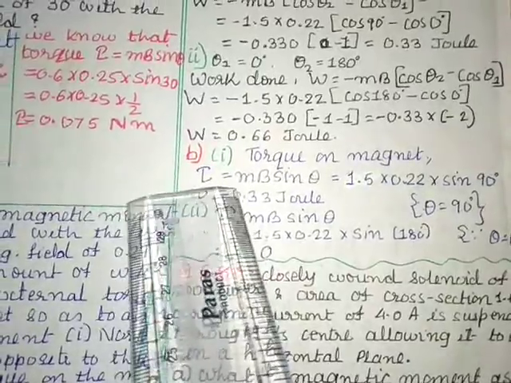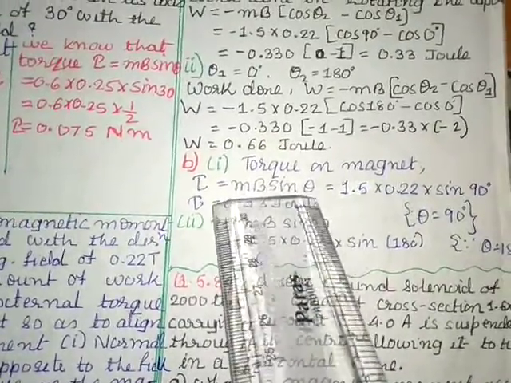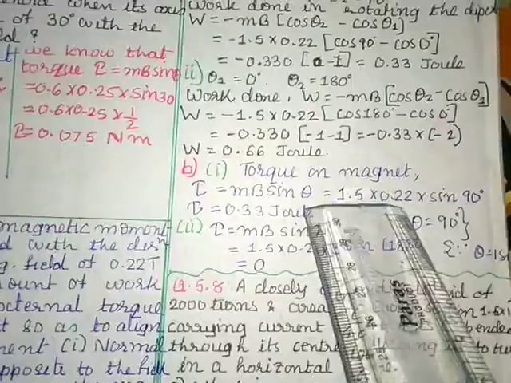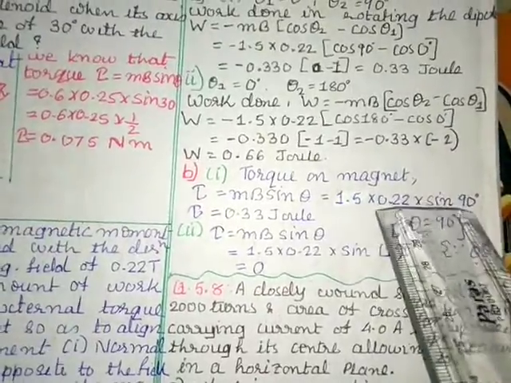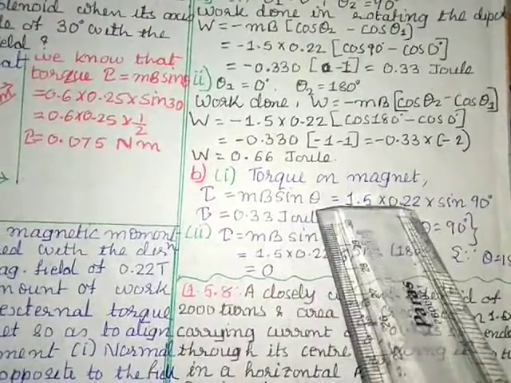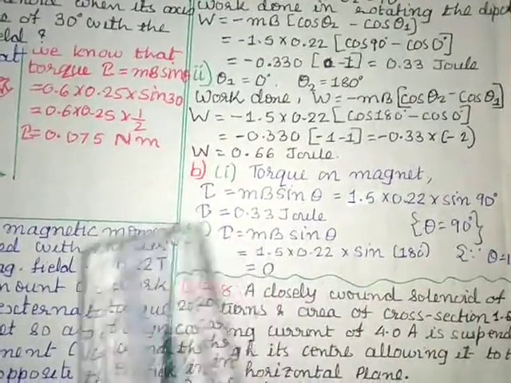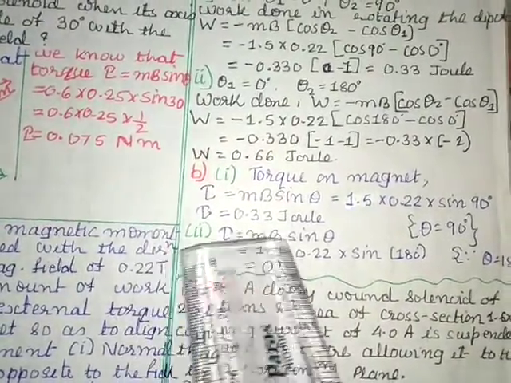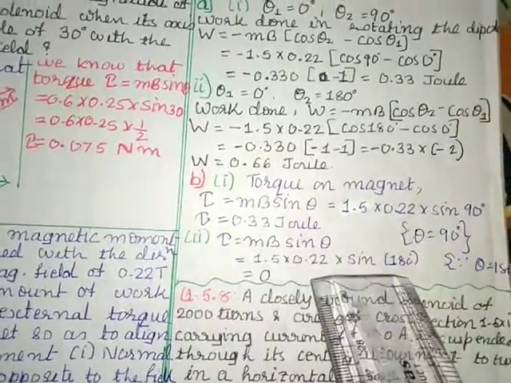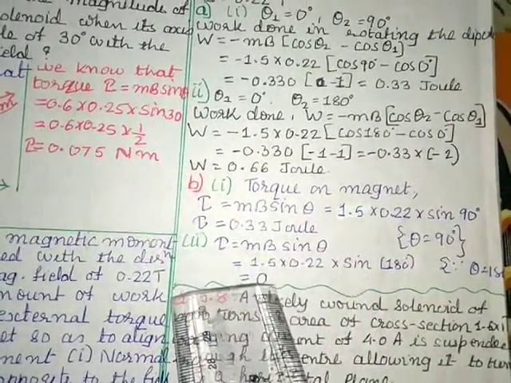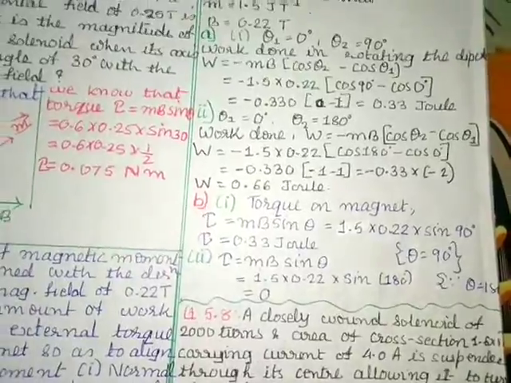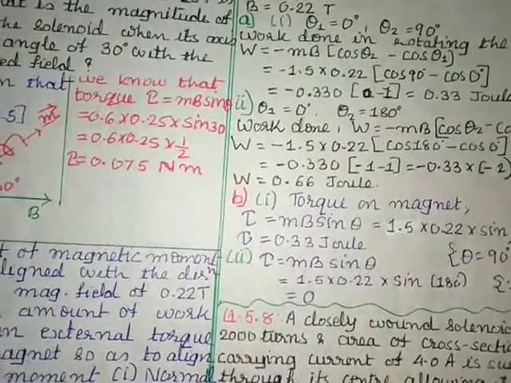So tau is equal to mB sin theta. Theta is 90, so 1.5, 0.22, sin 90, which is 1. So you get 1.5 into 0.22, which is 0.33 joule. Then for the second part, tau is equal to mB sin theta. Theta is 180 and sin 180 is 0. So this answer comes to be 0. Okay, so these are the answers for question 5.7.